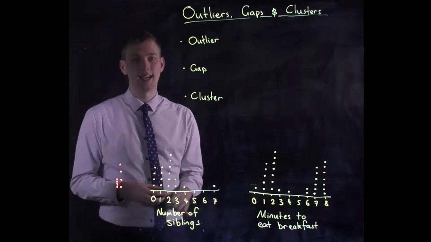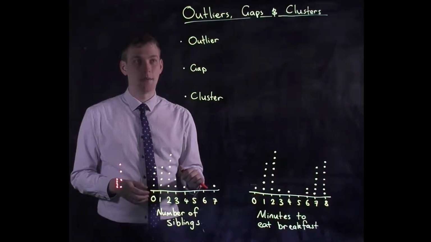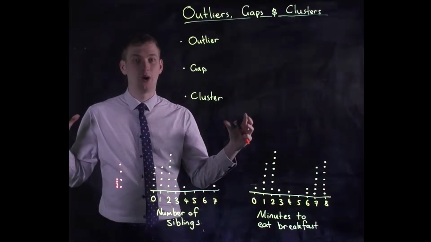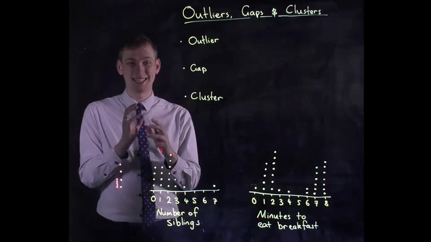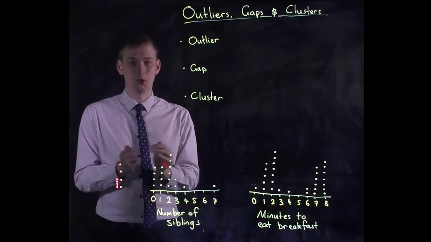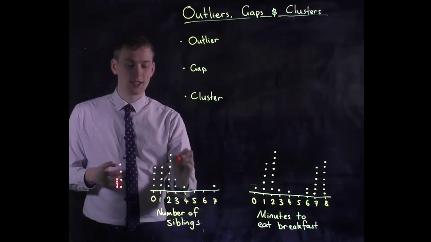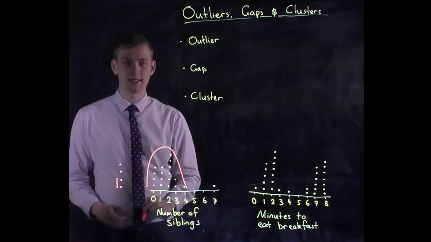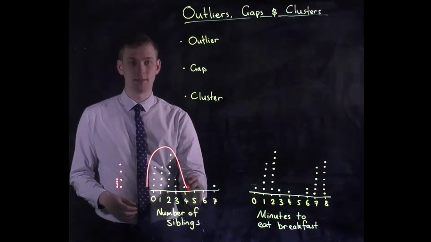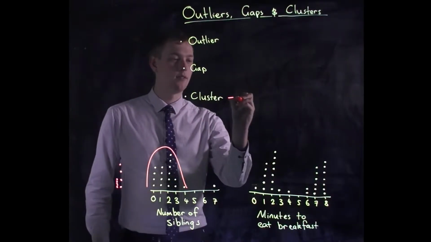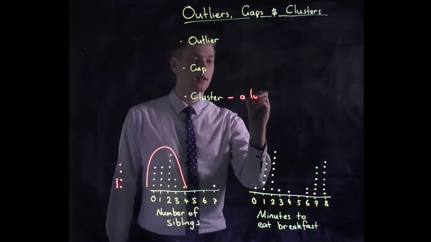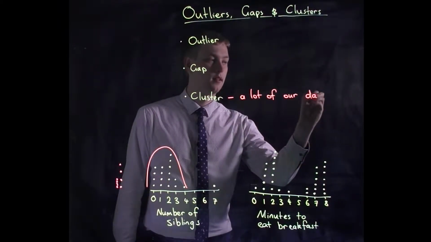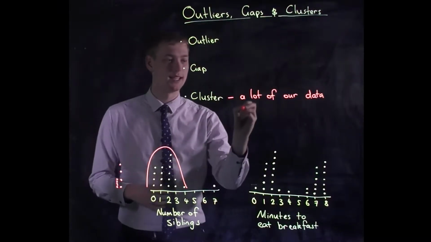We're talking about outliers, gaps and clusters in this lesson. And I'll start by talking about clusters. Clusters are when we have a whole ton of our data sitting in a similar position. So it's all being pulled together. And we'll see a shape that's like a bump in that area. And here we have this cluster. We have all of this data in one spot. So this is where we have a lot of our data that's been grouped together.